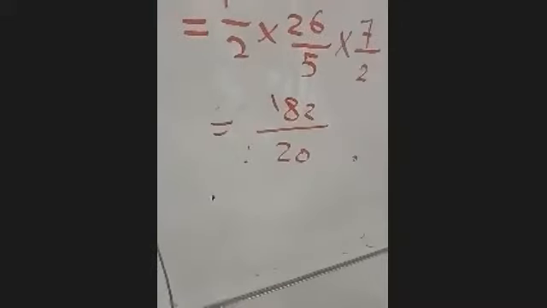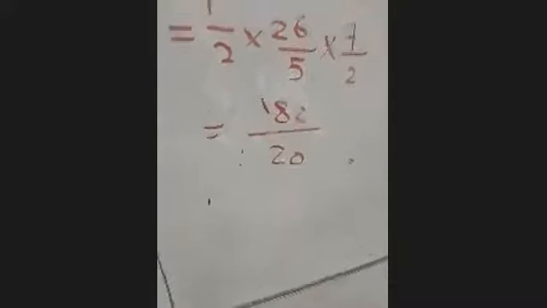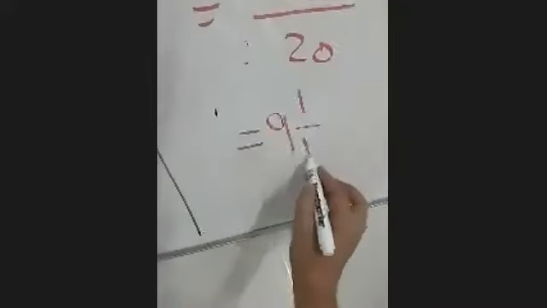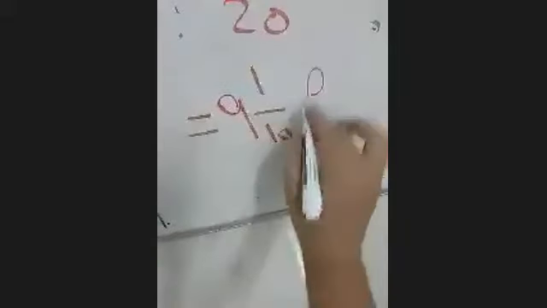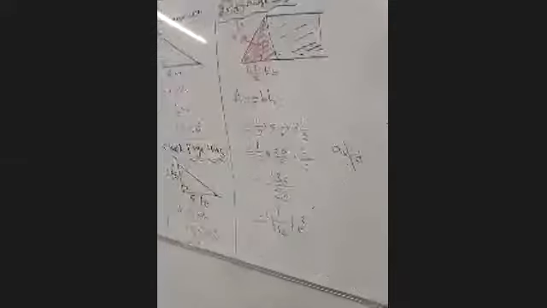Yes. Now, what do we do to find the answer, Hamza? We divide. We make long division. The answer will be 9 and 1 over 10. 9 and 1 over 10. What's the unit? Feet. Feet, yeah, square feet. Excellent. Do you understand it, Hamza? Yes. Thank you. Right. Good.